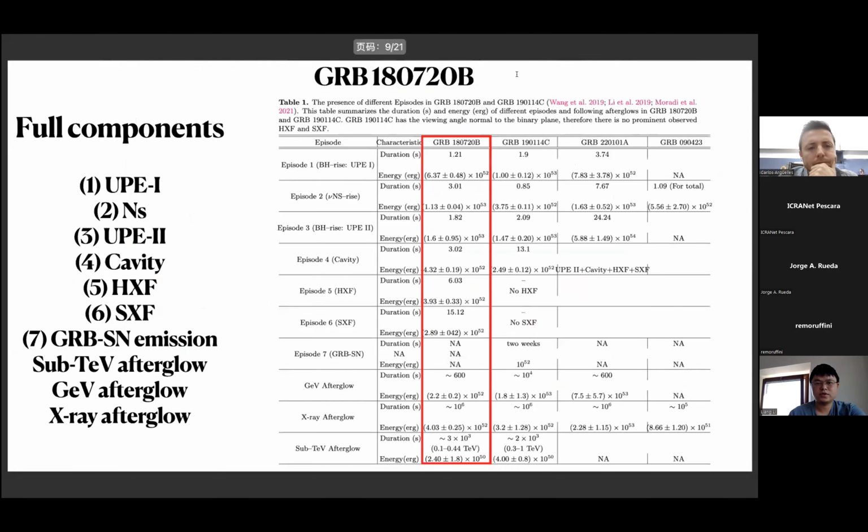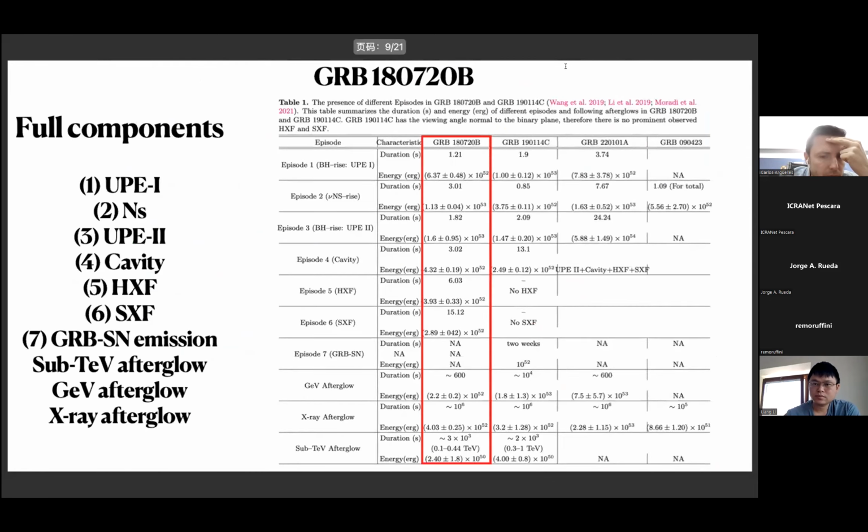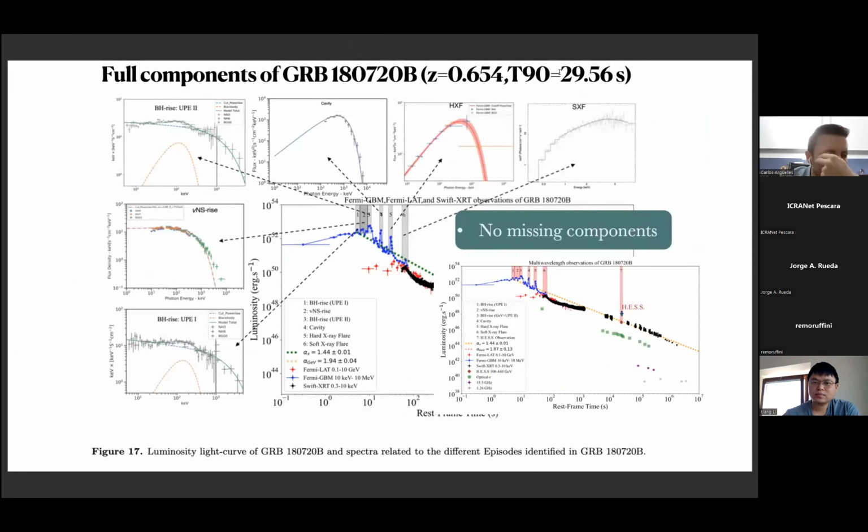190114C, yes, 190114C is here. Yes. 190114C, the T90 is 81.4 seconds. Then, if you go to the next one, this one, 180720B, the T90 is 29.5, but simply because that source is less intense than the previous one.